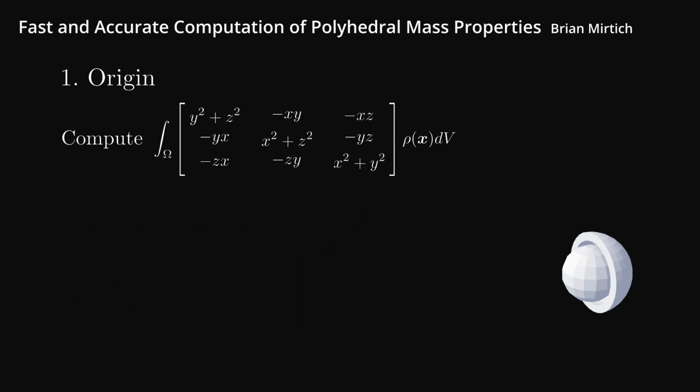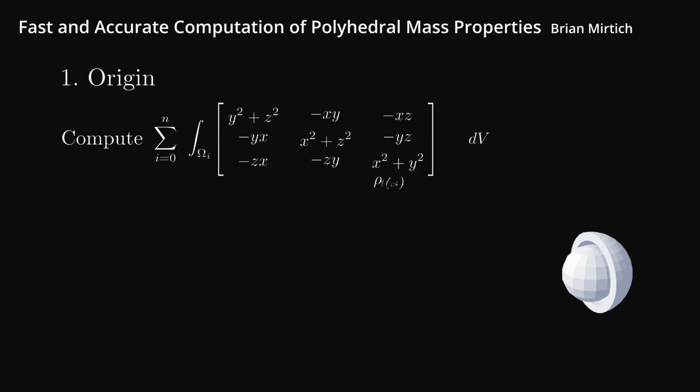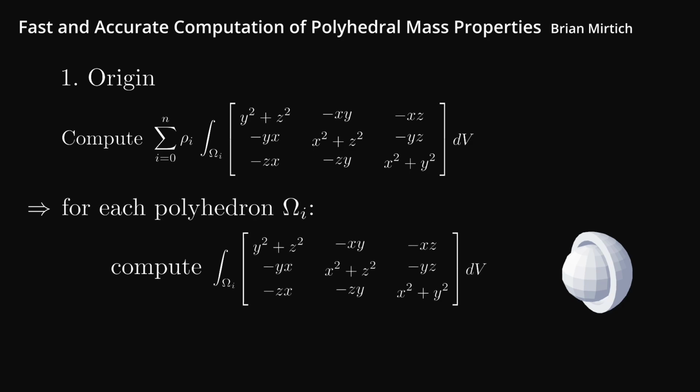Because there are only integrals to be computed, which are linear over sums, the inertia tensor of the whole object omega is just the sum of the inertia tensors of its individual polyhedra omega I. So we are only concerned with the inertia tensor of a single polyhedron at a time. And since its density is constant, it can be factored out. Putting this into more of a pseudocode, the algorithm iterates over each polyhedron, then computes its density removed inertia tensor, and after that applies the density and adds the result to the final sum.